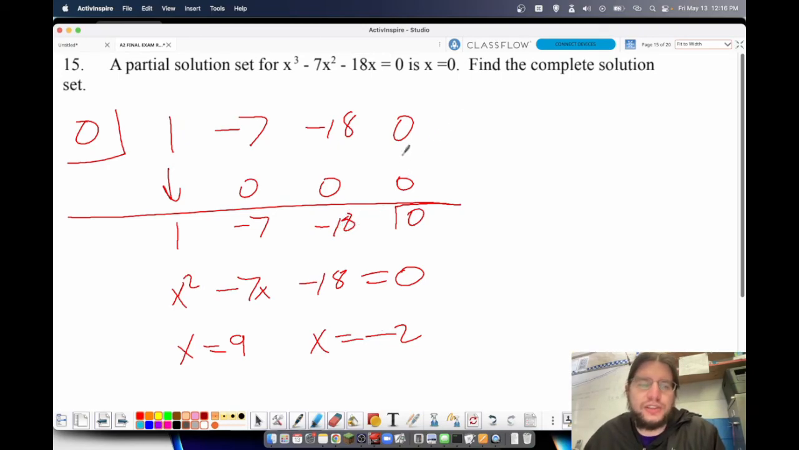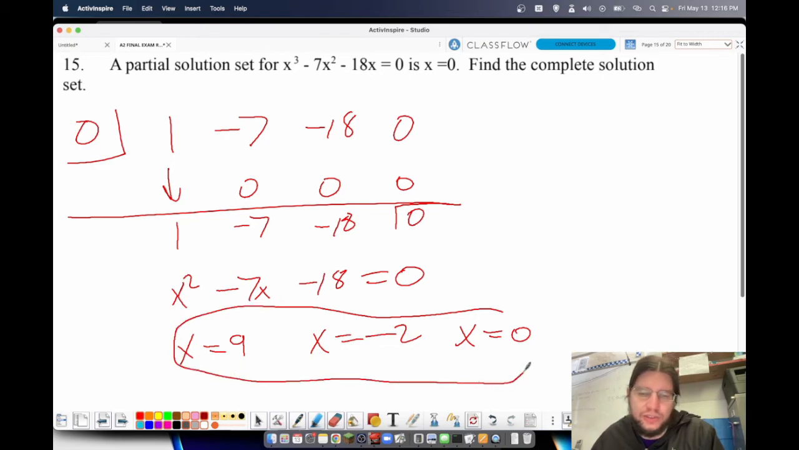So the complete solution set would be x equals 9, x equals negative 2, and x equals 0. Don't forget that one. They gave it to us. It's part of our solution set. You could use the fancy curly brackets and put 9, negative 2, 0. But I'll take this just fine.